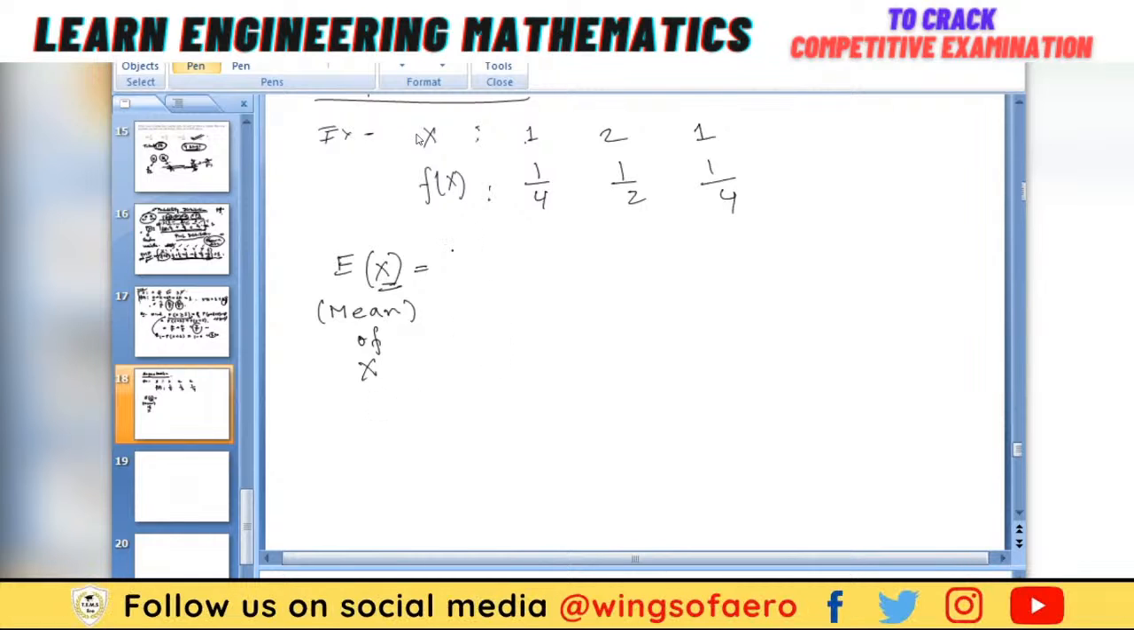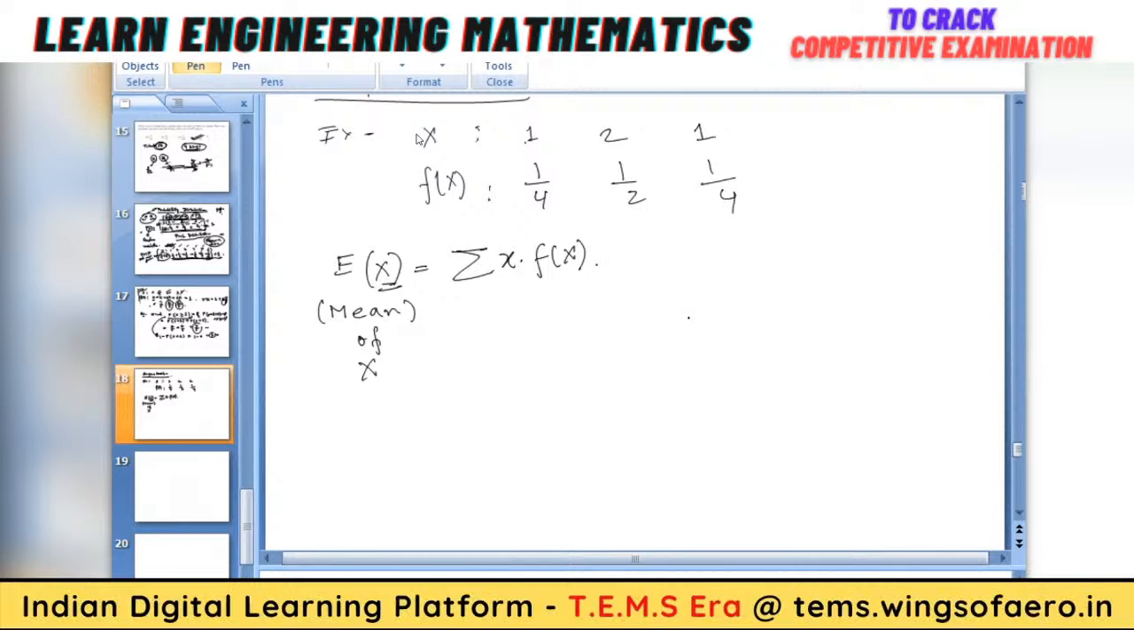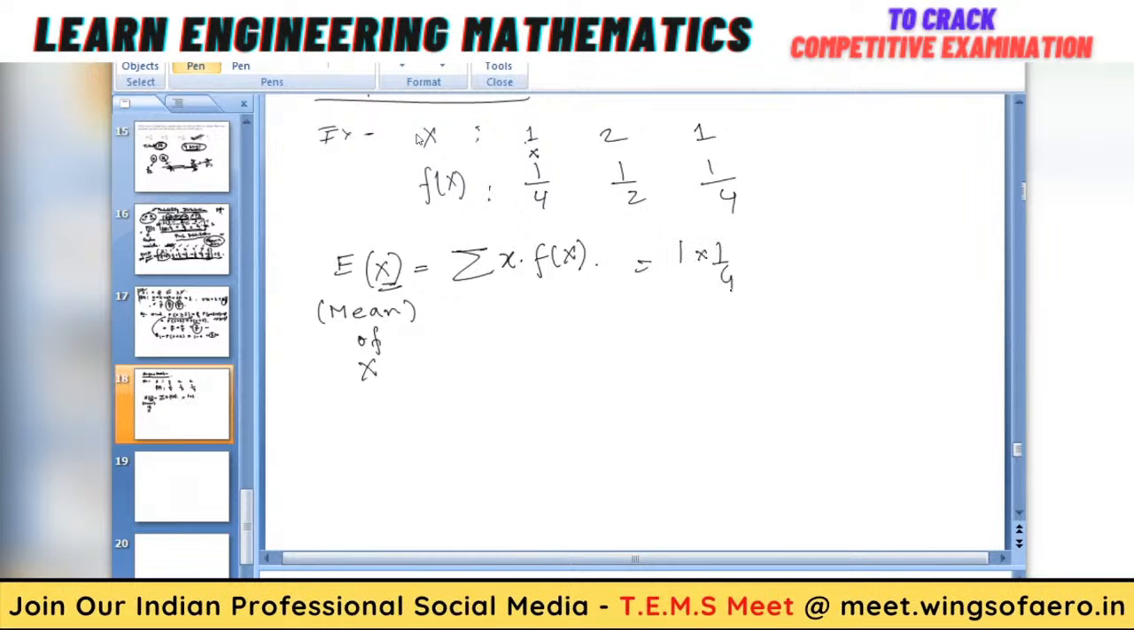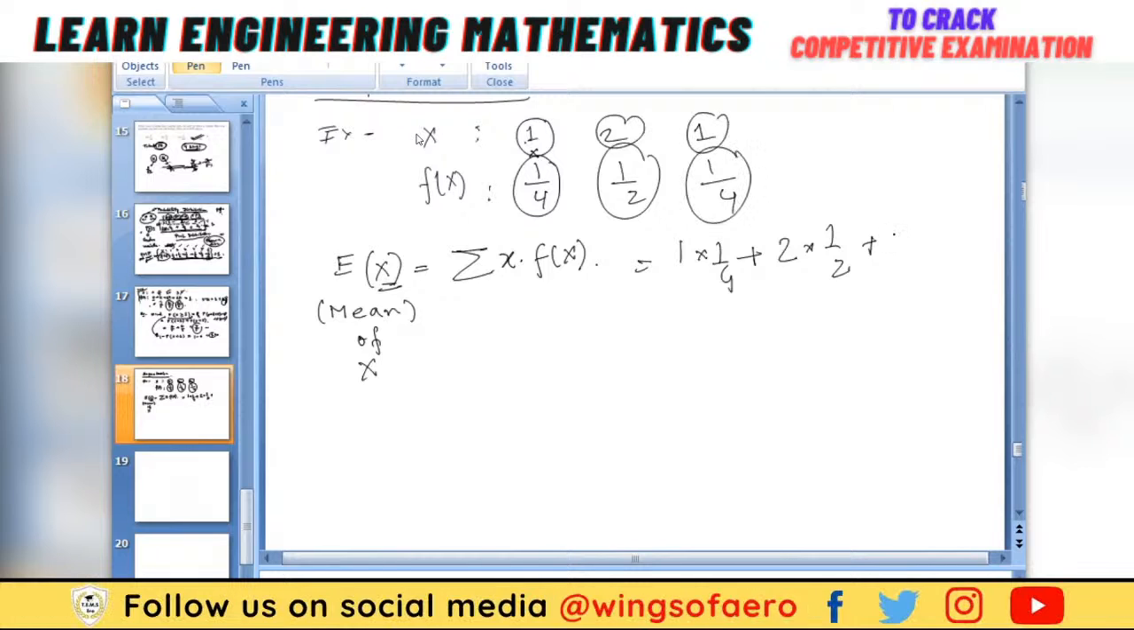And what is the formula? Summation of x into fx. It means 1 into 1 by 4, that is this one into this one, plus 2 into 1 by 2, plus 1 into 1 by 4.